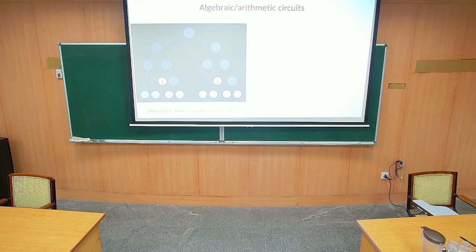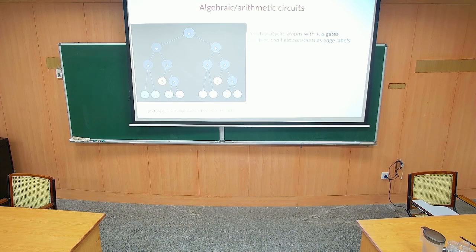So the leaves compute whatever is written on them. And then a sum gate will compute the sum of things that is feeding into it. And a product gate will compute the product of things that's feeding into it. Right, so this gate over here computes the polynomial x2 times x3. This gate over here computes 3 times x2 times x3. This computes 3 times x2 times x3 plus I think x1 square. Is that okay? Is the idea clear?